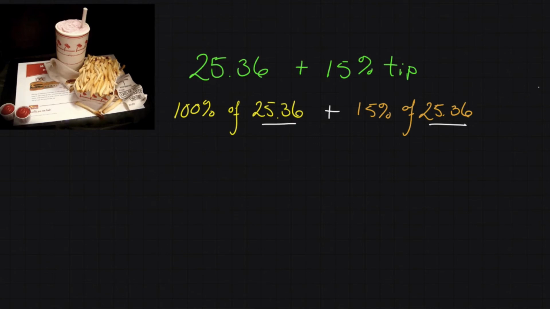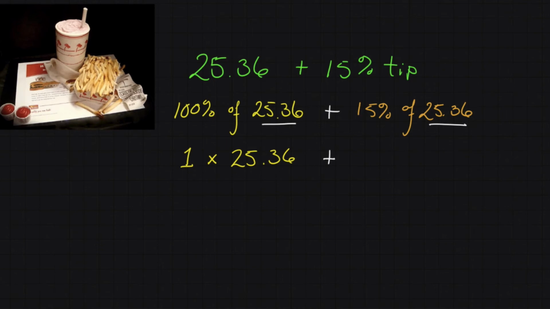So again, you can see this common factor here, right? Just keep your eye on it. We're going to try and translate this into a mathematical expression. 100% is 1, of is times, and 25.36 is a number, so it doesn't need any translating. We'll just copy it down. That's 100% of your bill, right? You know that 1 times 25.36 is probably going to be 25.36.